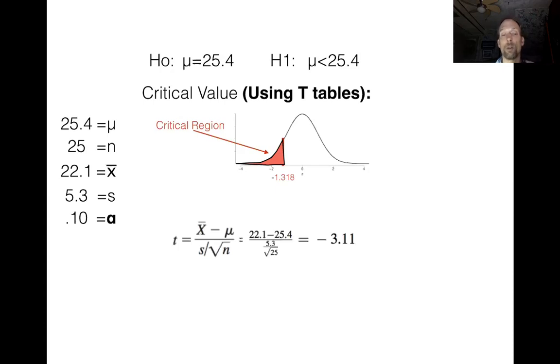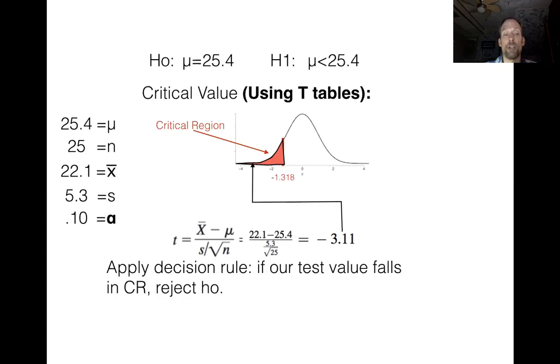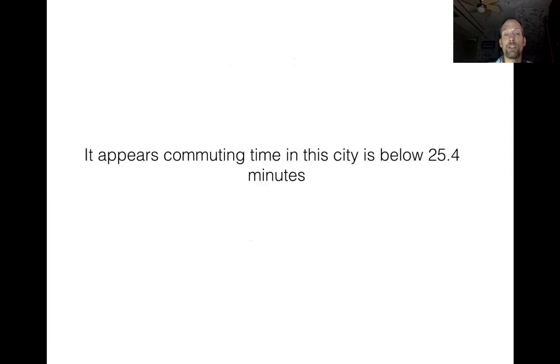So let's start to think of our T formula. We're going to fill in all of our information, and our test value is going to come out to be negative 3.11. Now I'm going to take that test value and compare it to the curve. And I'm noticing it looks like it fell in our critical region. So now it's time to apply that decision rule. If the test value falls in a critical region, reject the null hypothesis. So we're going to conclude and make it official by saying it appears the commuting time in this city is below 25.4 minutes. So if this information was presented to our executive, would it make them feel really happy or really sad? The answer is it's going to make them feel really happy because it gives them more information to promote the city with.